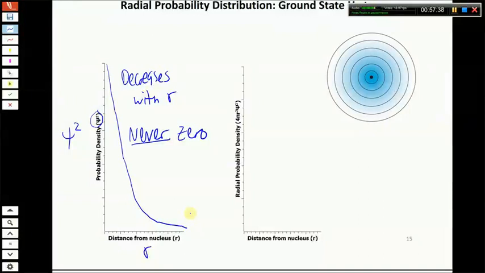Now the other weird thing about this probability density is that, well, wait a minute, the probability goes up and up and up as you get closer to the nucleus. Does that mean the electron is likely to be right next to the nucleus?